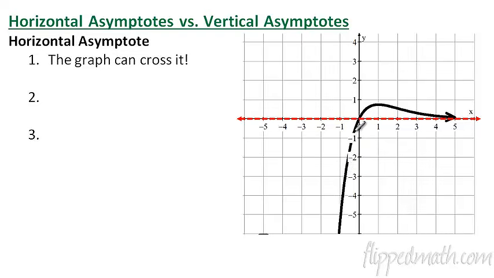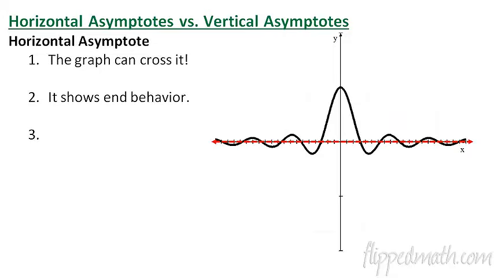So you see on this graph here, this is an example of one that crosses and then approaches this line as you go off to the right here. Number two, for a horizontal asymptote, the asymptote itself is showing the end behavior, and that means it's not about what the graph is doing in the middle. In fact, look at this.